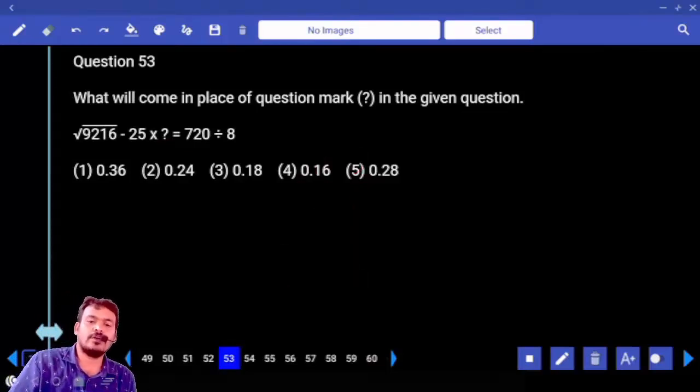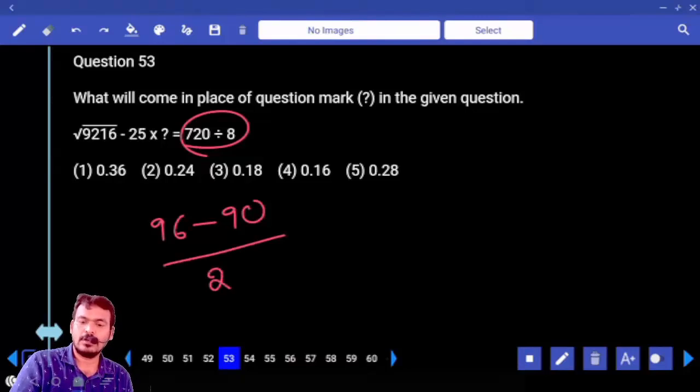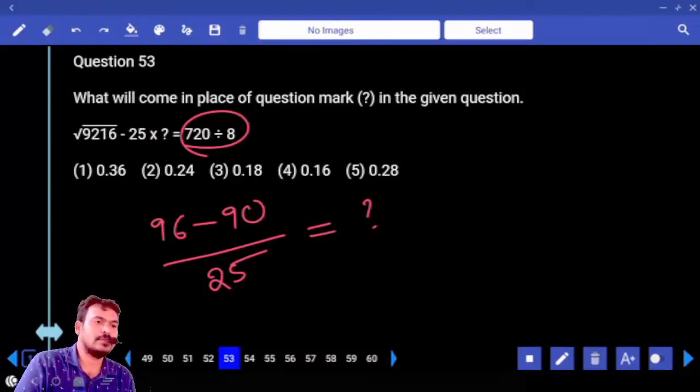Square root of 9 to 16. How much? 96. 720 divided by 8 is 90. Minus 90 or plus 90? Minus 90. By how much value? 25 equal to something or not? 96 minus 90 is 6. 6 by 25.